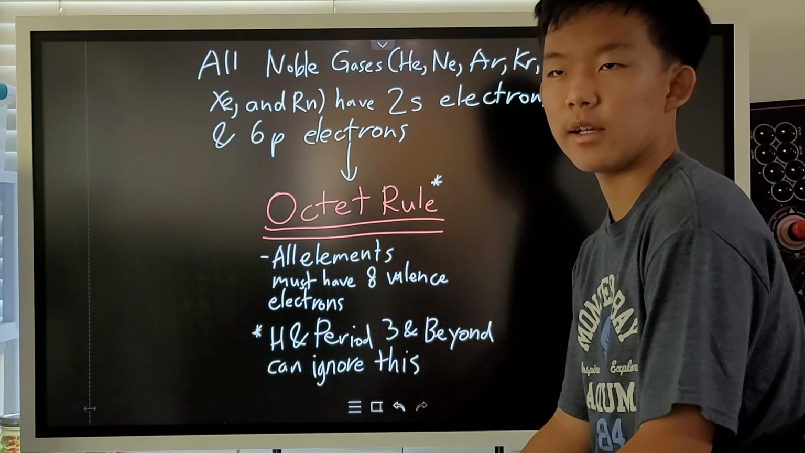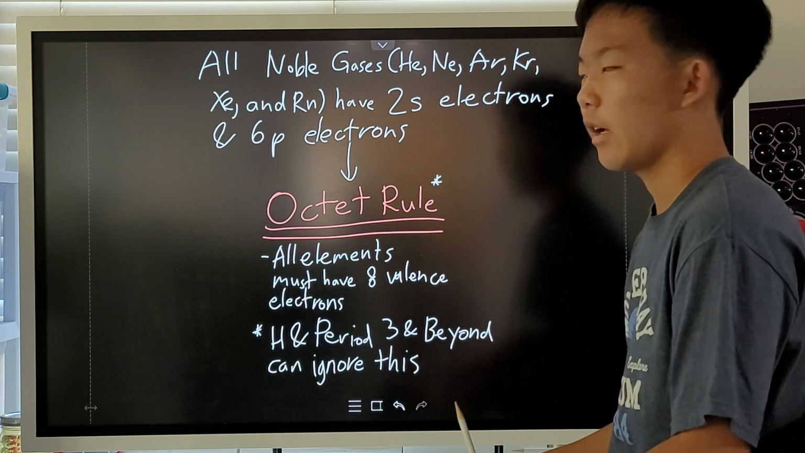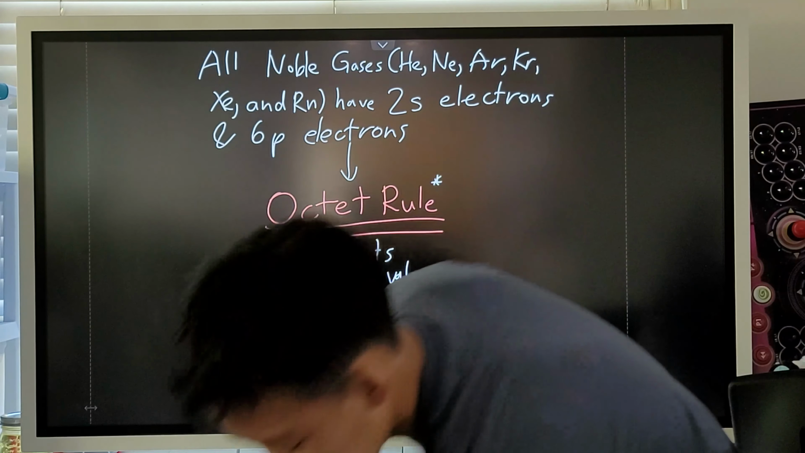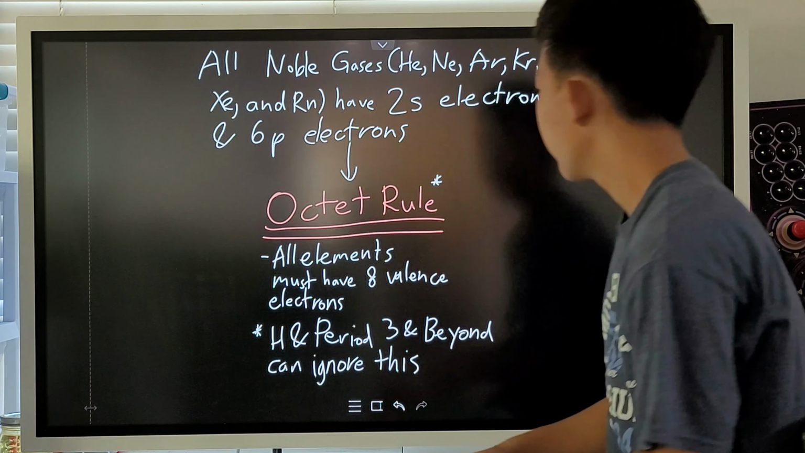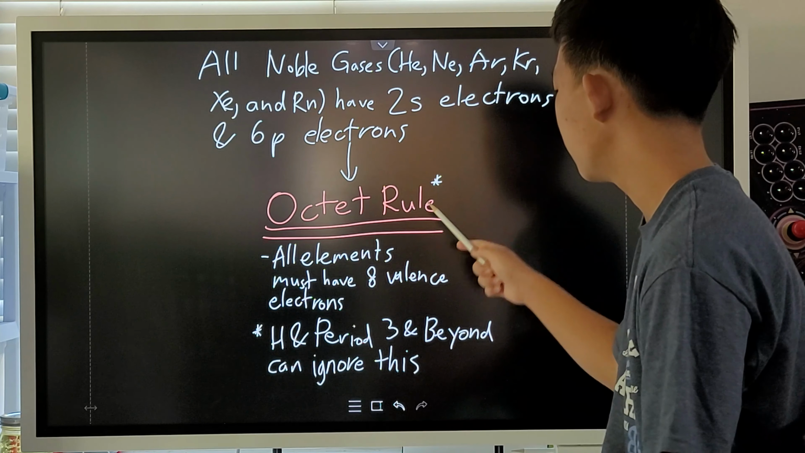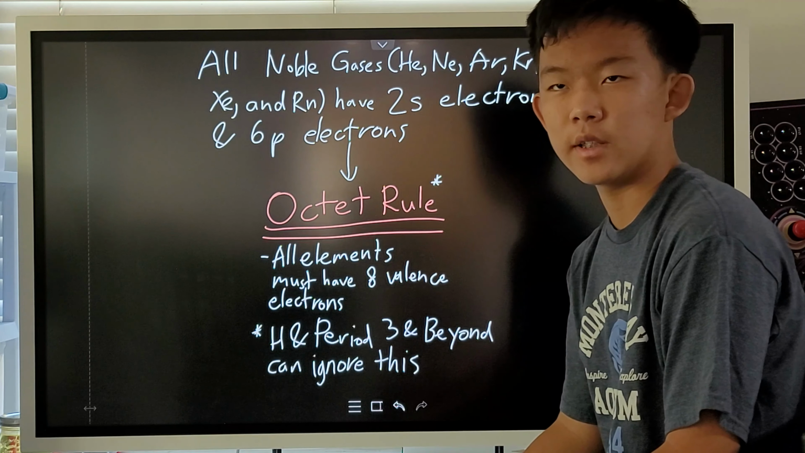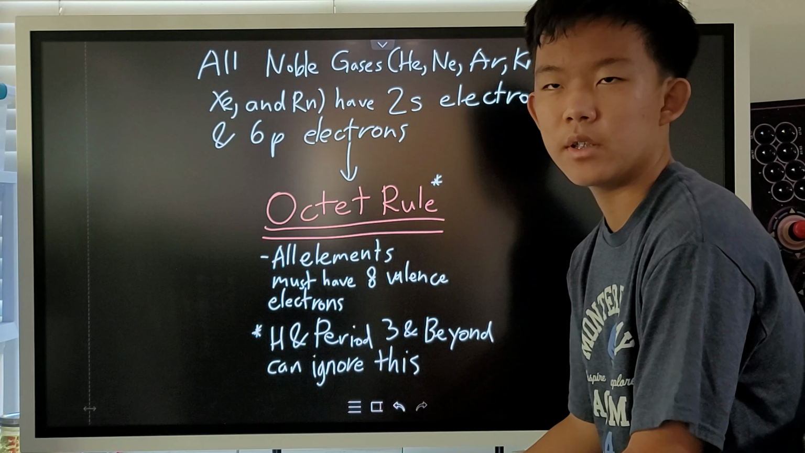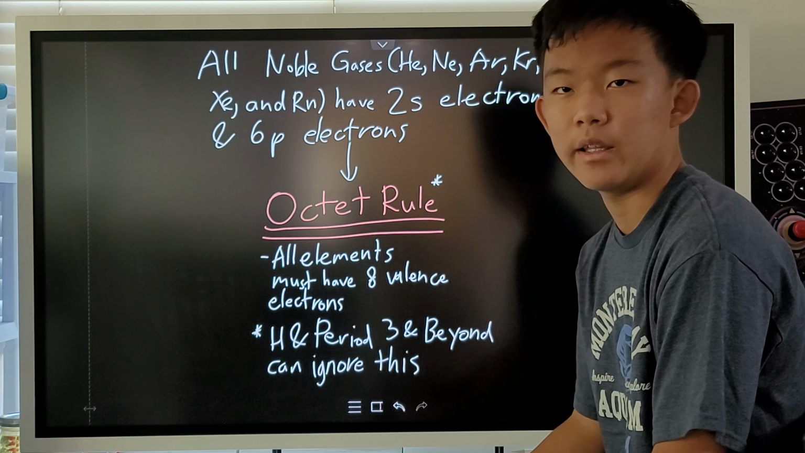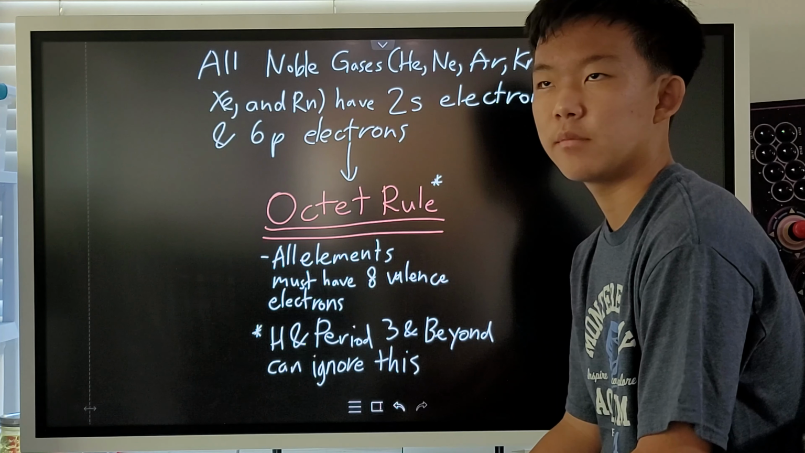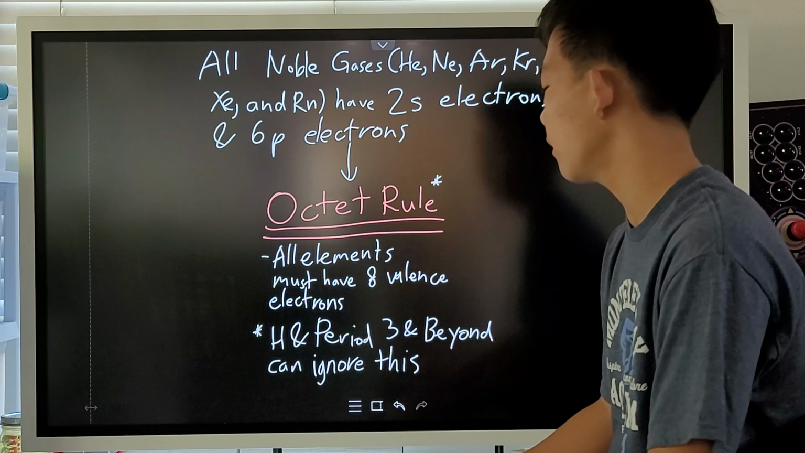Now all noble gases, as noted here, have 2 s electrons and 6 p electrons. So it gives birth to the so-called octet rule. The octet rule states that in a Lewis dot structure, all elements must have exactly 8 electrons. Now, there's actually a lot of exceptions to this, plenty to be exact.